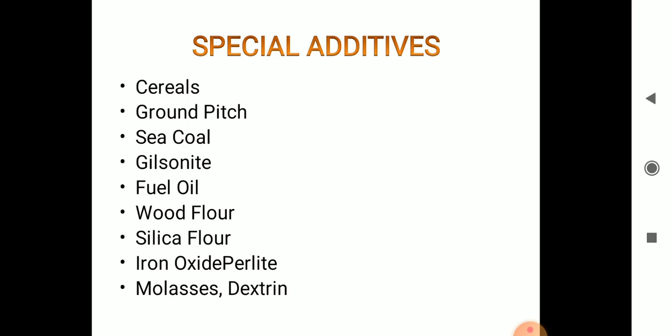Then fuel oil. A little fuel oil is sometimes used as a replacement for a small percentage of water, thus lowering the total percentage of moisture present. Next one is wood flour, 0.5 to 2 percent, which enhances thermal stability and contracts the expansion of the sand by burning out at elevated temperature.